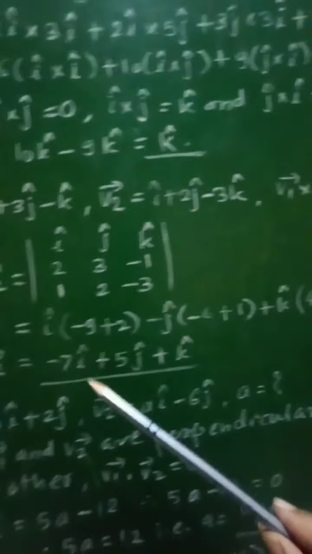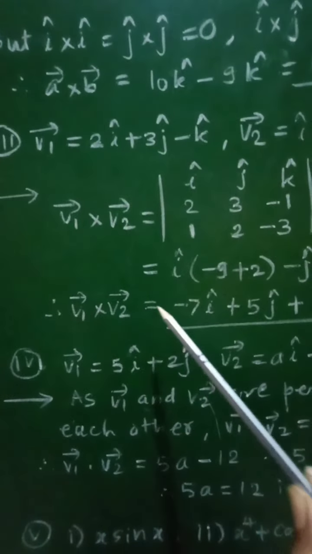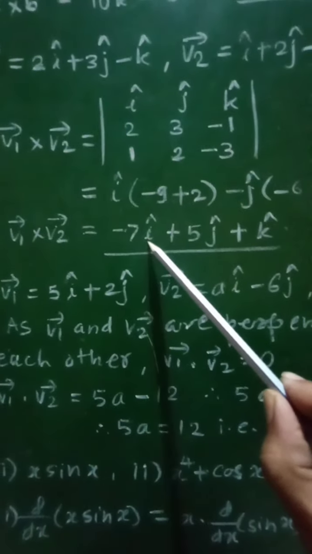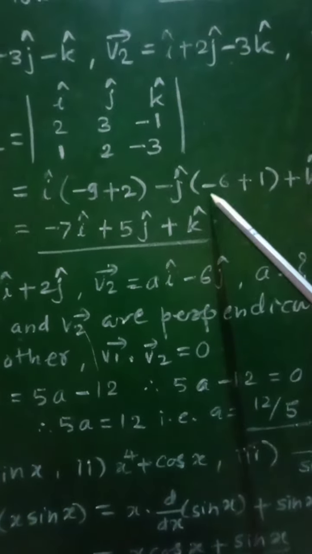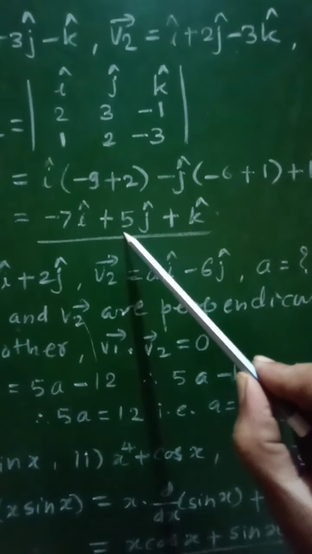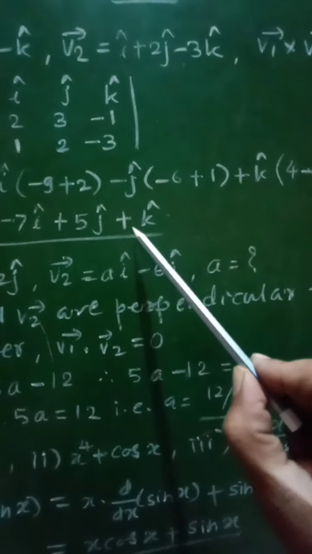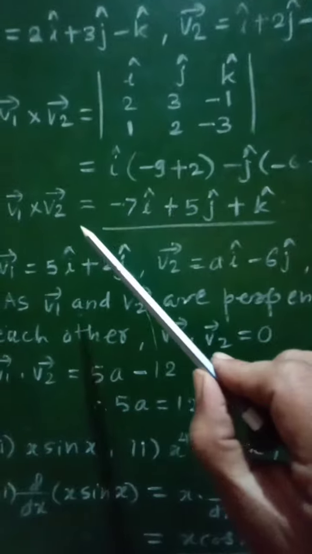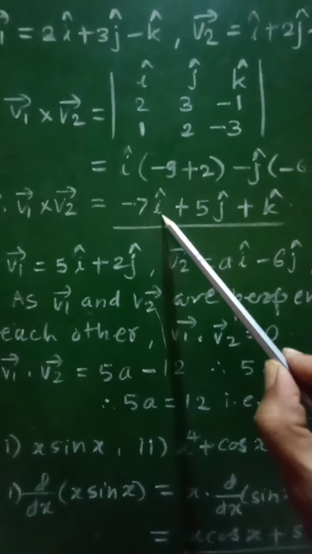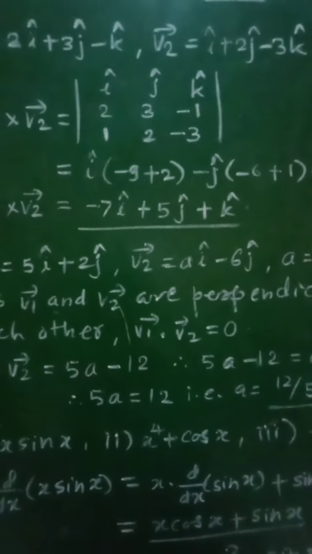Therefore, simplifying this we will get vector v1 cross vector v2 equal to minus 9 plus 2, that is minus 7 i cap, plus minus 6 plus 1, that is minus 5, and with the minus sign in front it will be plus 5 j cap, plus 4 minus 3, that is 1 k cap. Therefore the vector product of v1 and v2 comes out to be minus 7 i cap plus 5 j cap plus k cap.